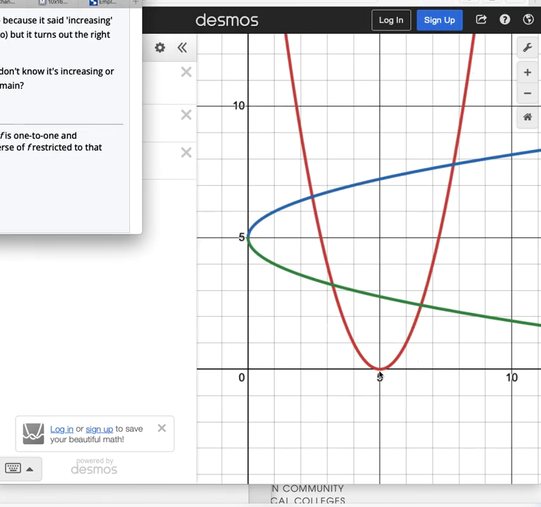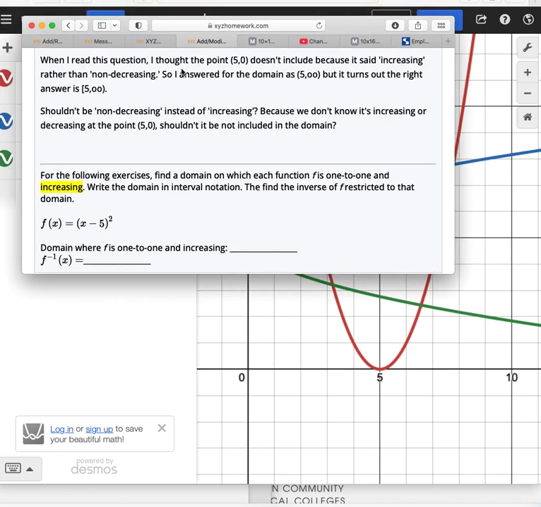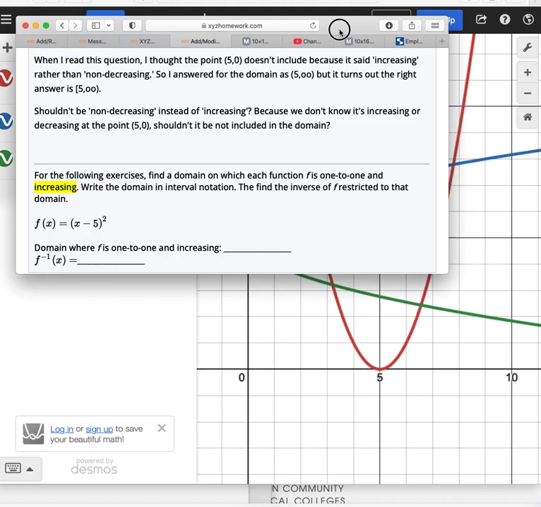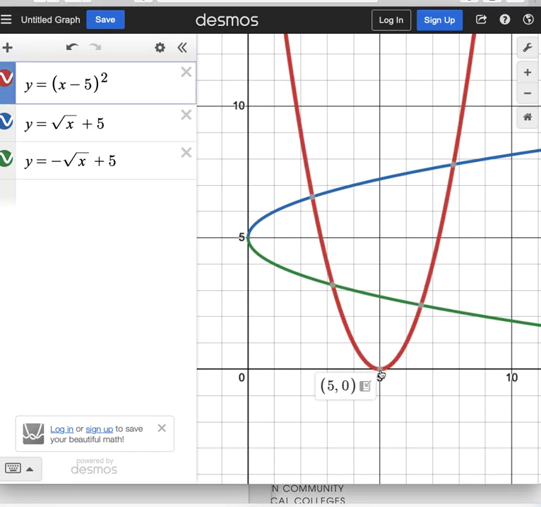So if we look at where this function is increasing, it does not include that bottom point. It does not include the vertex, which is exactly what the student was saying. I thought 5, 0 wouldn't be included because it's increasing rather than non-decreasing. And that is absolutely correct. At the vertex, the slope right here is technically 0, because if we drew a tangent line at the bottom of the parabola through this point, that would be neither increasing or decreasing. It's constant, or 0, at that turning point.